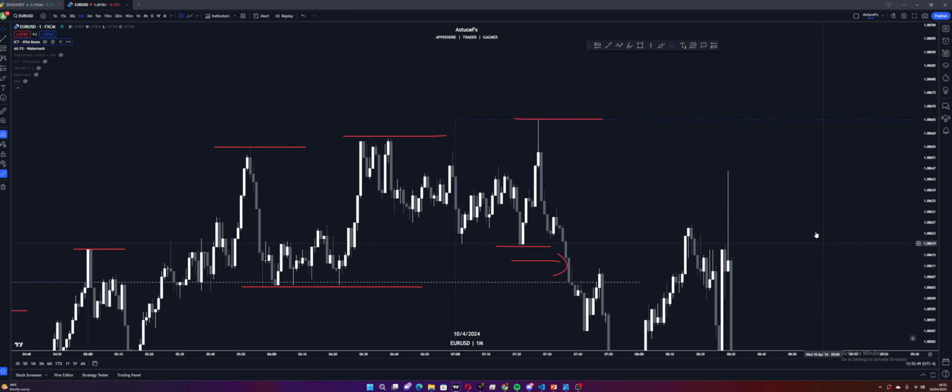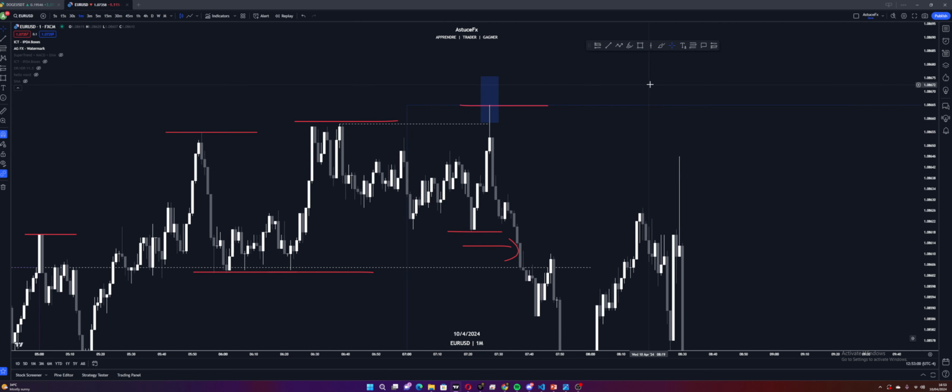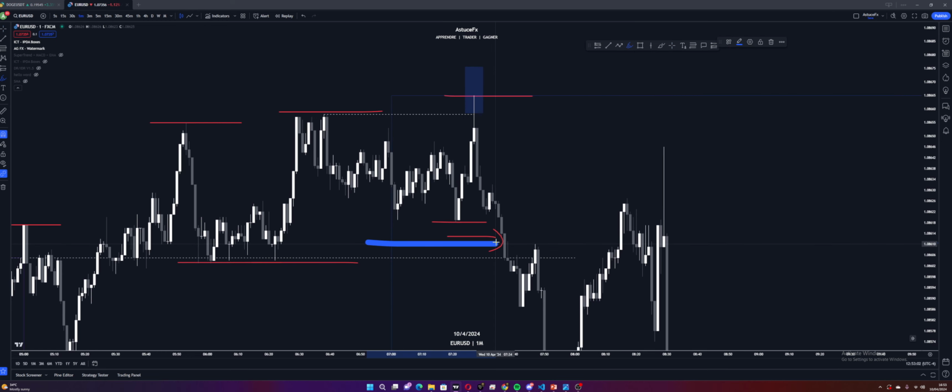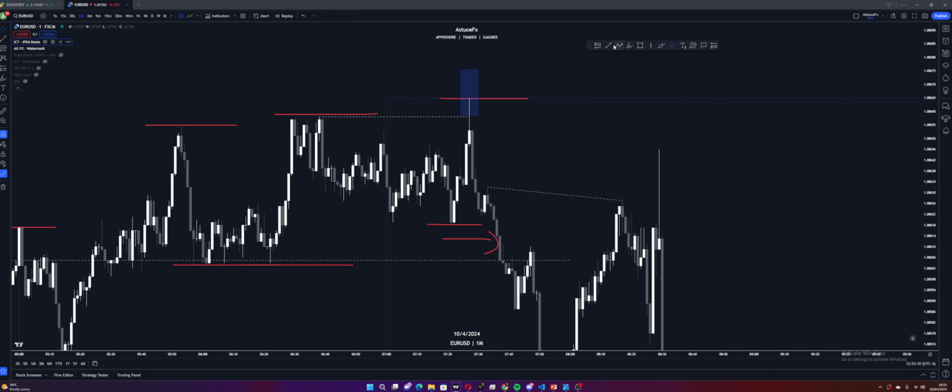So after the change of character, make sure that the high that price gave you here is, let's say, a good high, which is not liquidity. So you can clearly see that this high here took some liquidity obviously, and then it broke structure to the downside. So when that happened, you expect the price to give you a pullback, take some liquidity, which may be something like this, and then you just put your line at that liquidity.